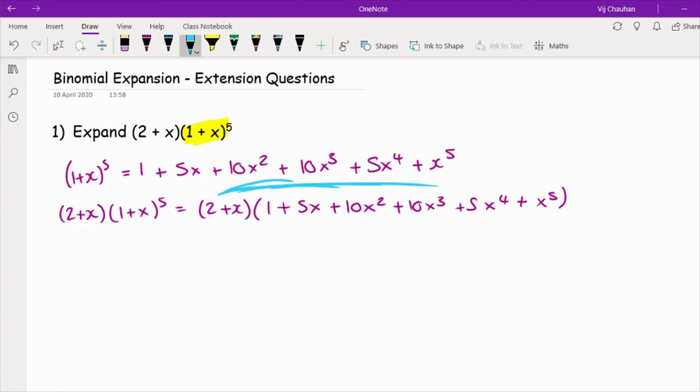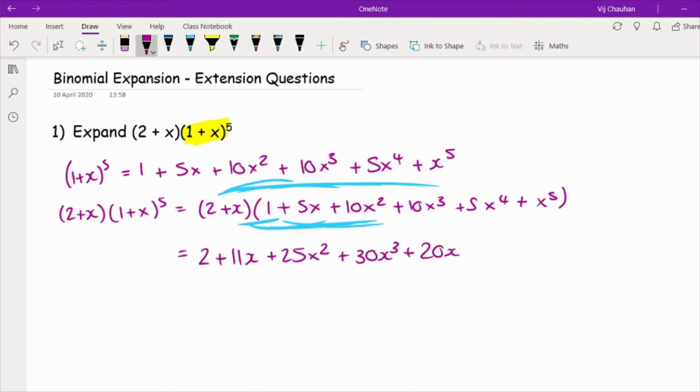using the loops, and go from there, which should give you the final answer of 2 plus 11x plus 25x squared plus 30x cubed plus 20x to the power of 4 plus 7x to the power of 5 plus x to the power of 6. And as you can see, by multiplying this way, we have our ascending powers of x, leaving us with this as our final answer.